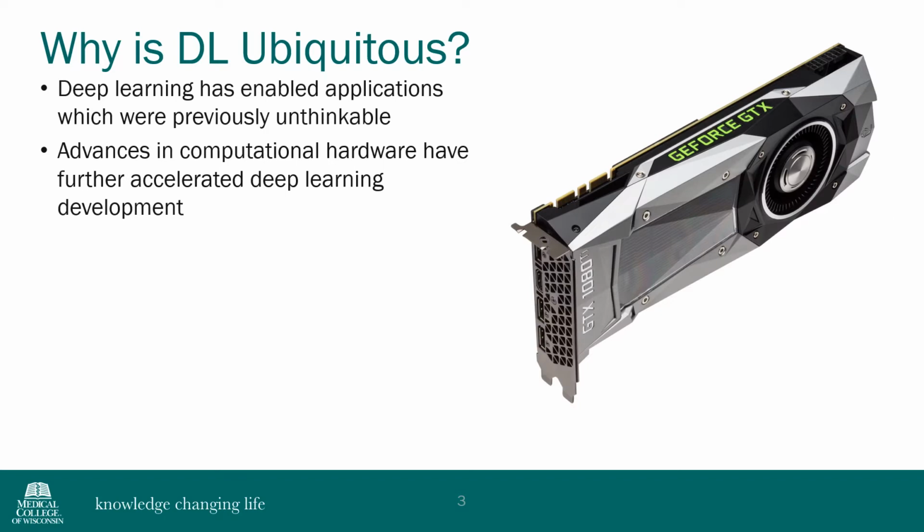Part of what has made this possible has been great advances in computational hardware. The general purpose use of graphical processing units allows for the tremendous number of multiplications and additions that happen in the training of deep neural networks and the application of deep learning neural networks to actually perform those calculations at timescales that are reasonable for research and for applications.